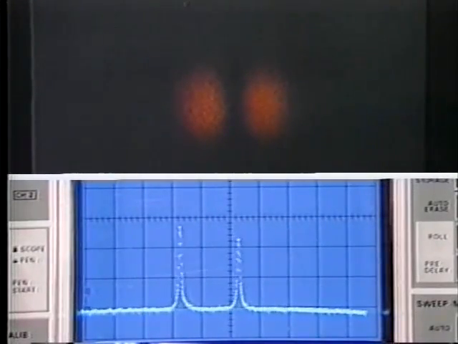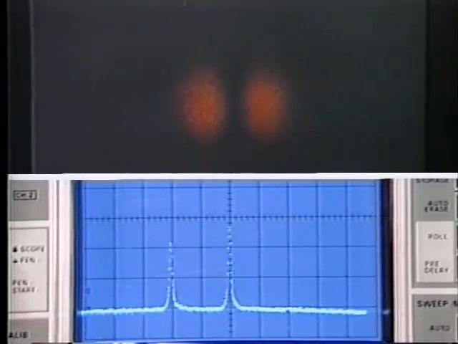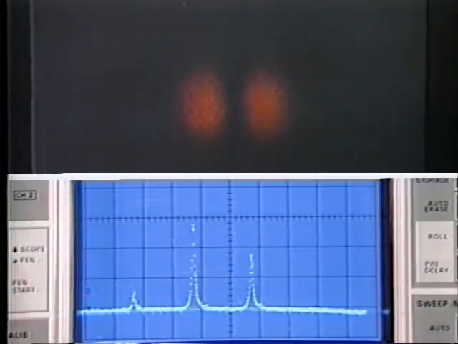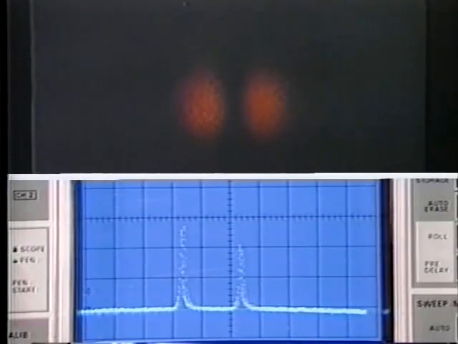Now, if we look at the output of the spectrum analyzer, as shown on the oscilloscope below, you can see that we have 2 and sometimes 3 modes that correspond to the longitudinal frequencies of this transverse mode, just like in the case of the 0,0 mode. Just a clean, single transverse mode.